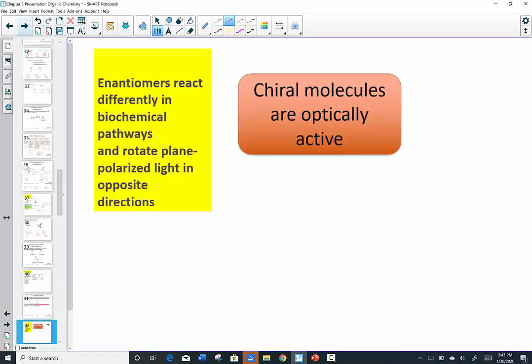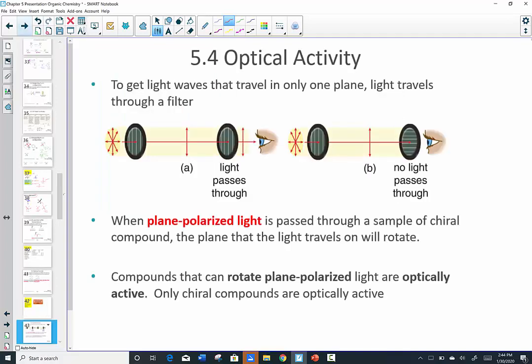Let's examine optical activity. Remember, enantiomers, these non-superimposable mirror images, react differently in biochemical pathways and rotate light in a polarized plane. Chiral molecules are optically active. One question you might hear in a homework example: is this a compound that is optically active or not? And they're really just asking you, are these compounds chiral or not? So don't let that other way of asking the same question fool you. All chiral compounds are optically active.